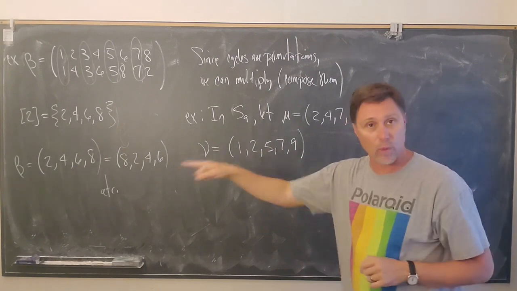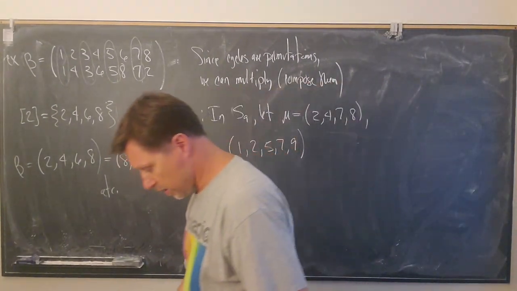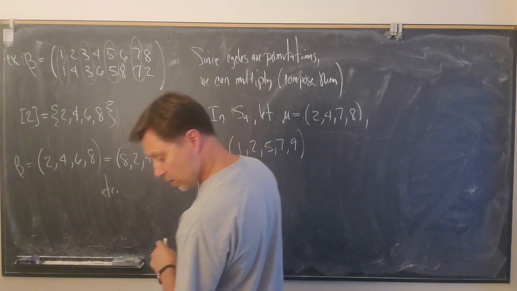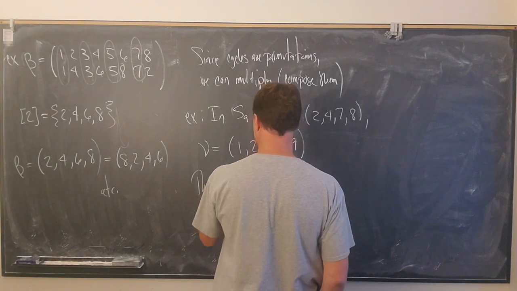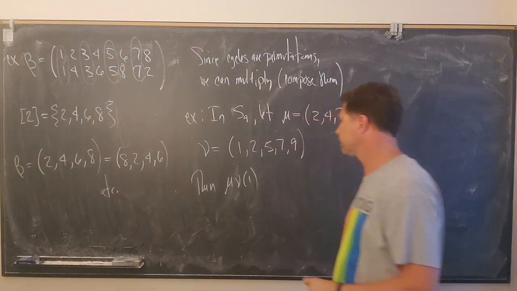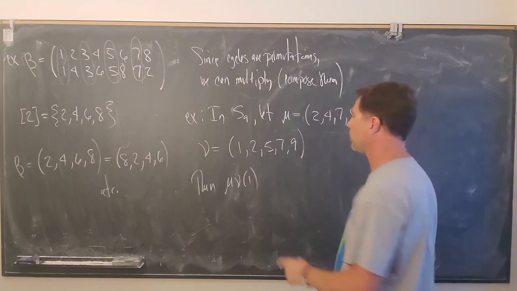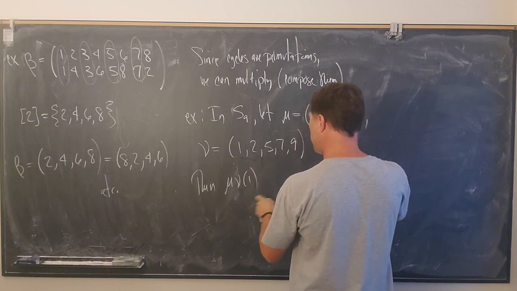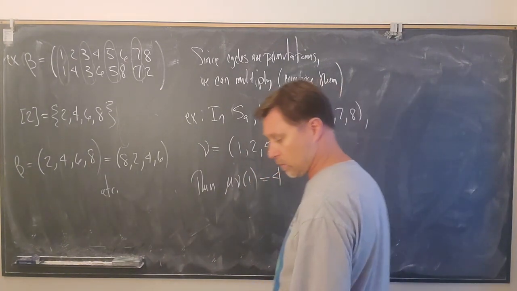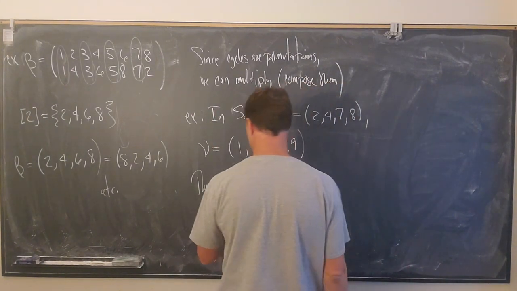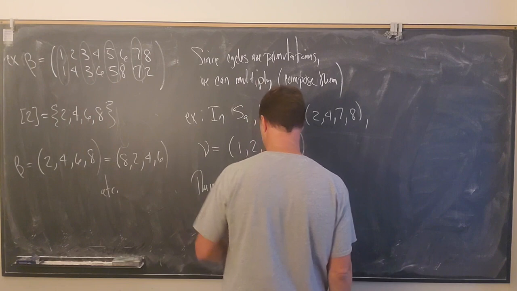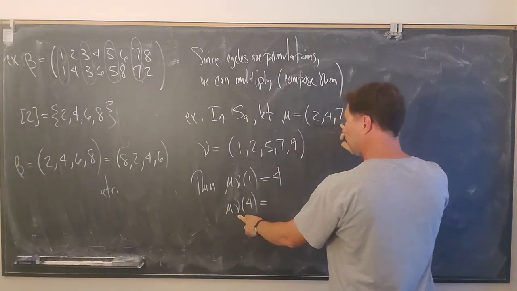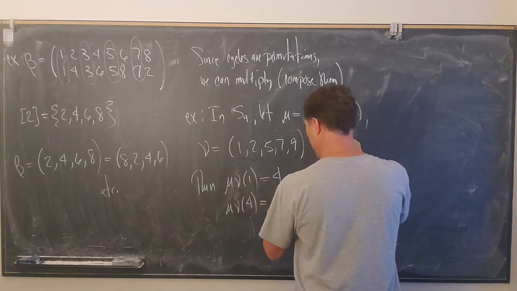In composition, you read right to left. So, for example, I'll just do a few computations here. Let's do mu nu of 1. Well, do nu first. So nu of 1 equals 2. Mu of 2 equals 4, and so we get 4. Mu nu of 4: nu of 4 equals 7. Mu of 7 equals 9.